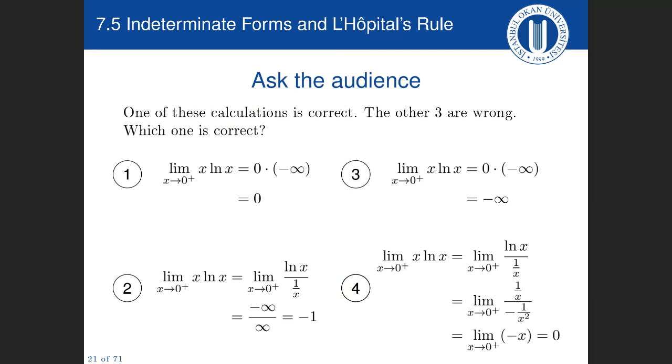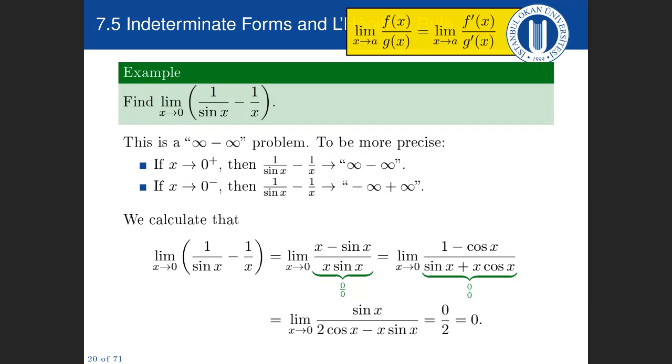Now, a question for you. Oh, let me go back. How do we get 1 minus cos x over sine x plus x cos x? Using L'Hopital's rule and differentiating the function on the top, and then differentiating the function on the bottom. The derivative of x is 1, the derivative of sine x is cos x, and then using the product rule, the derivative of x sine x is sine x plus x cos x.